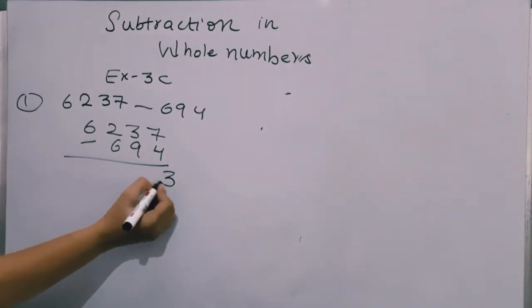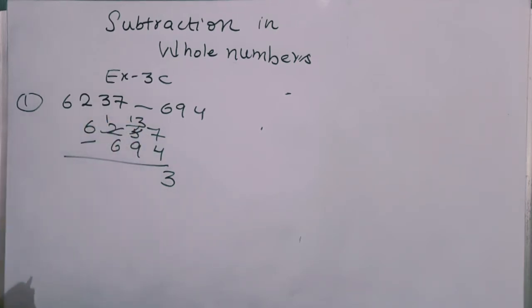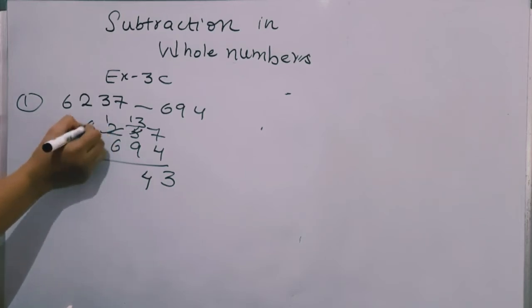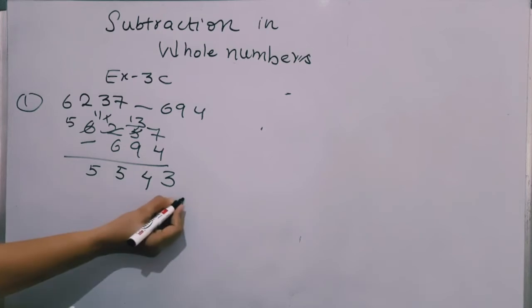7 minus 4 is 3. 3 minus 9 is not possible, so carry will be taken. Now 13 minus 9 is 4. 1 minus 6 is not possible. Again carry will be taken. Here it will be 5. Here it will be 5.